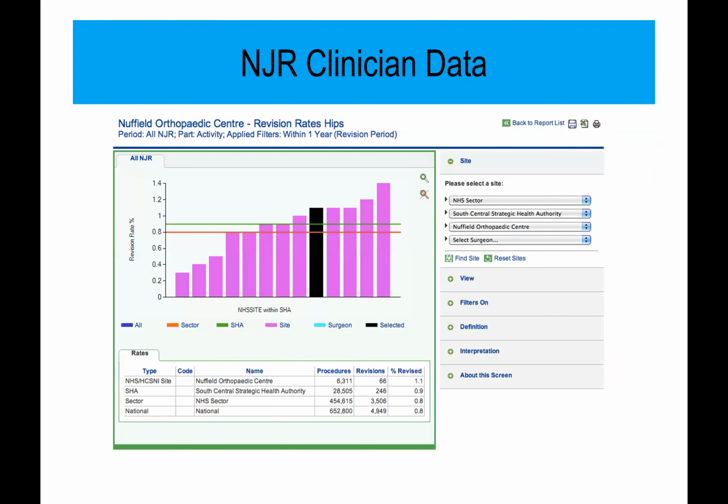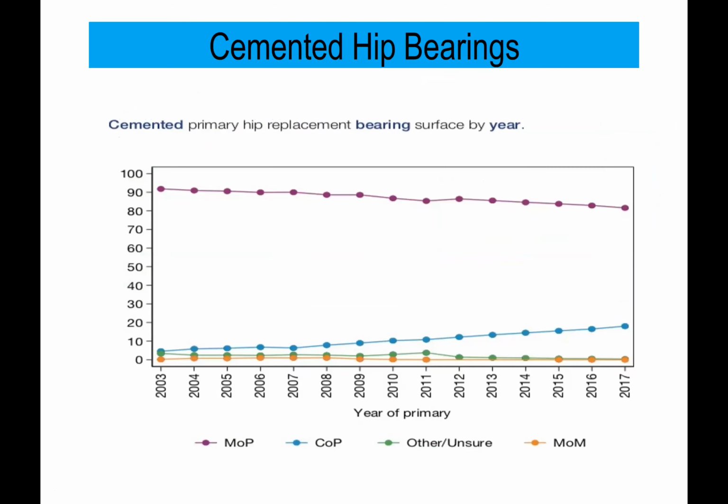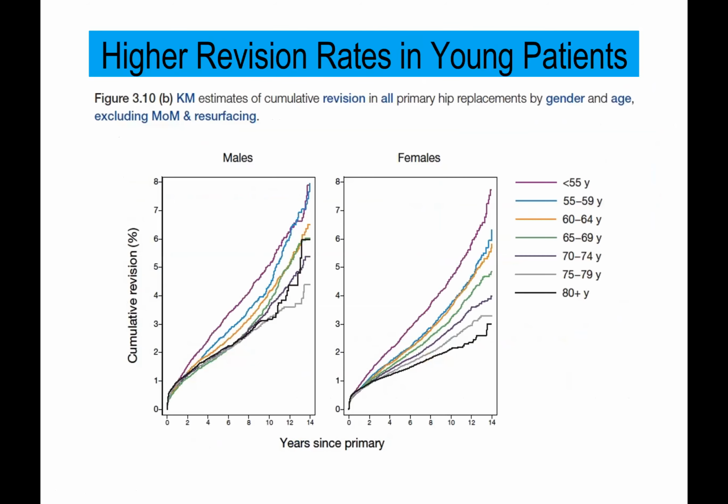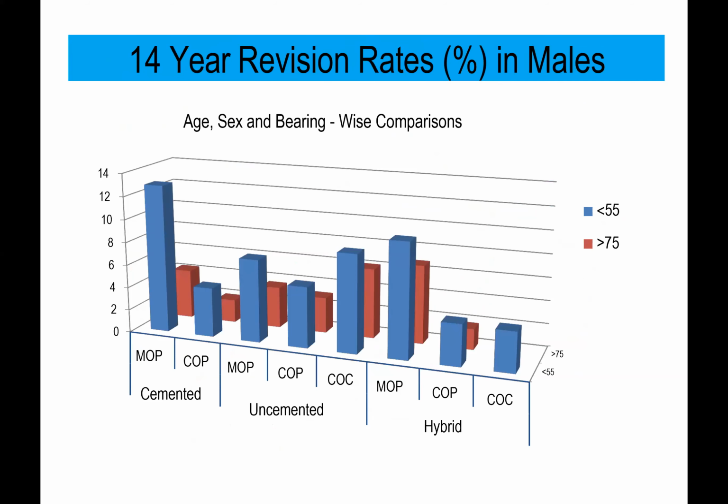The NJR also shows information on the surgeons. Like if you want to check on a particular surgeon, you can go and check his complication rate or how many cases he has been doing. And you can get information on hip bearings, cemented hip bearings. You can get data according to gender, on the age of the patient, and the bearing surface, metal on poly, ceramic on poly, so you can have data on all the implants used.